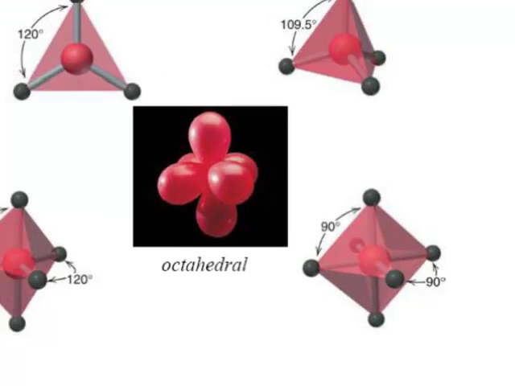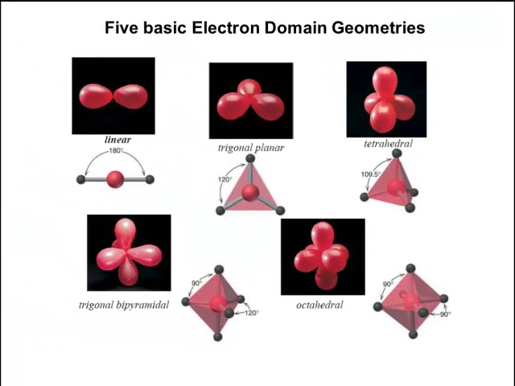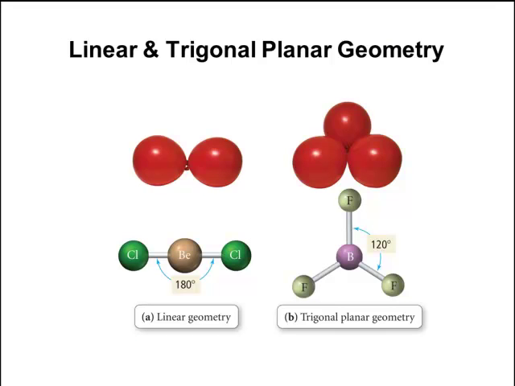Let's look at some examples of these, maybe a little bit clearer picture. So I've got my linear geometry. You can see the example here is BeCl2. With BeCl2, I have 2 bonds. Those bonds, to get maximum distance from each other, are going to be 180 degrees from each other. BeCl2 is a linear molecule.